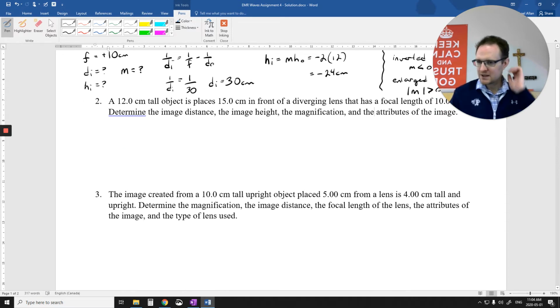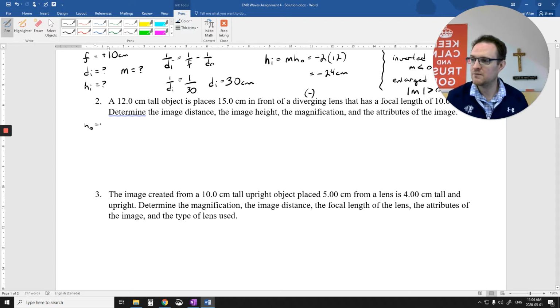Here's another one here, but this time it's a diverging mirror, same information, but we have a negative focal length this time. It's the exact same information. We got the HO being 12 again. We got the DO being 15 centimeters. We have the F being negative 10 this time rather than positive 10. We want to find HI, we want to find DI, and we want to find M. So we want to find all this. So there's my givens, there's my requireds. So let's go through the math here.